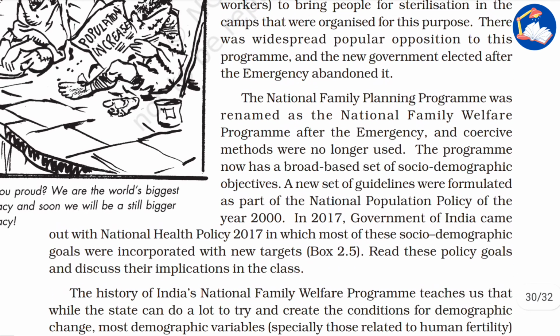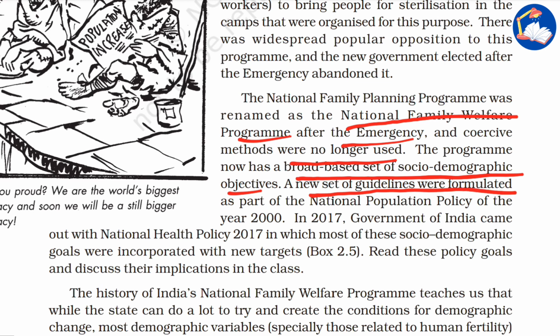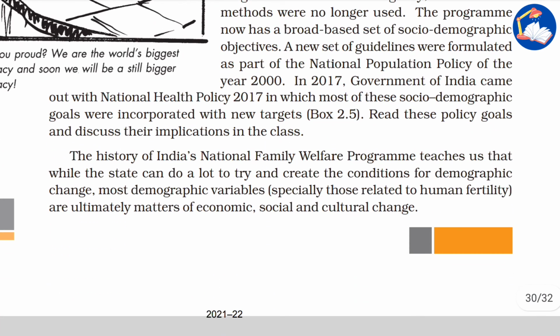The National Family Planning Program was renamed the National Family Welfare Program after the emergency, and coercive methods were no longer used. The program now has a broad based set of socio-demographic objectives. A new set of guidelines was formulated as part of the National Population Policy of the year 2000. In 2017, the Government of India came out with the National Health Policy, in which most of the socio-demographic goals were incorporated with new targets.